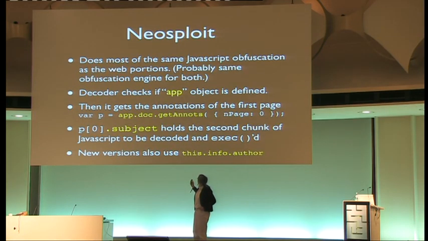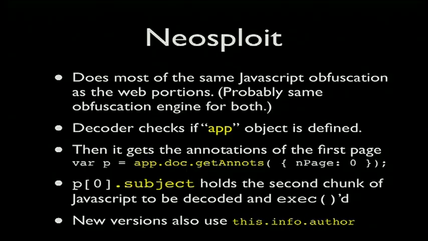Neosploit essentially picks a bunch of metadata off of a bunch of annotation objects. Annotations are like sticky notes you stick on the page. In the early ones, it would just pick up the subject field. Some later ones use author. The newer ones are doing something completely different from this, and I haven't updated these slides yet.